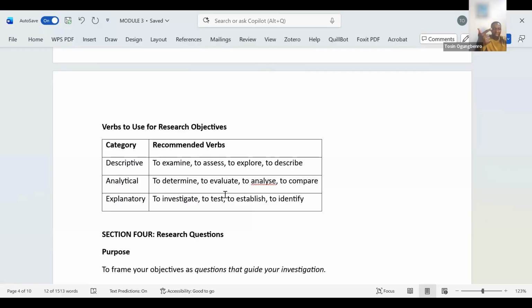Okay, somebody is asking, can a research have all the types of methodology? Yeah, if you are using mixed method, it can capture it. If your research is mixed method, sure.